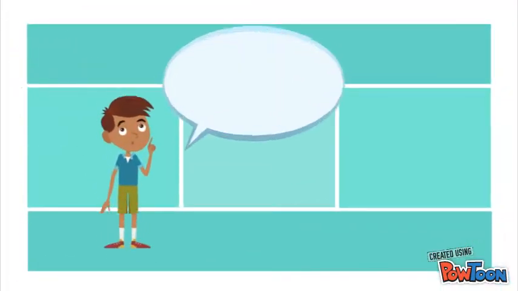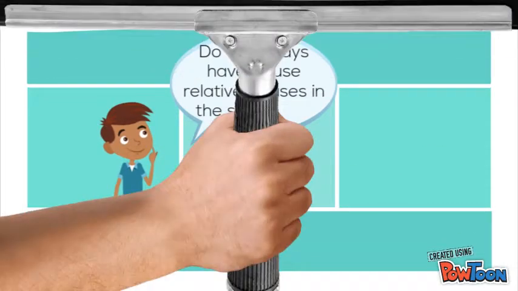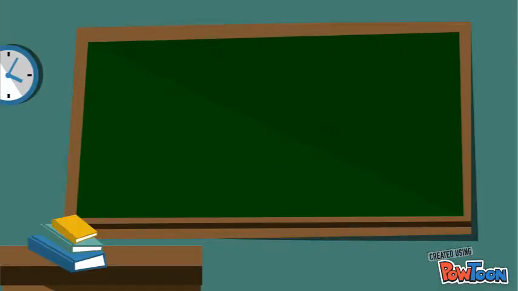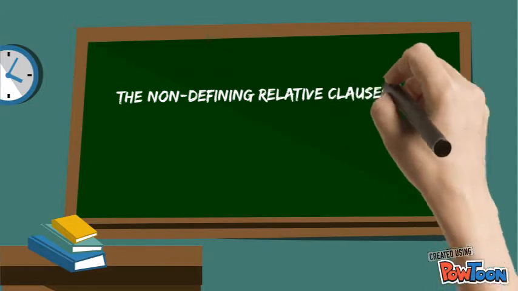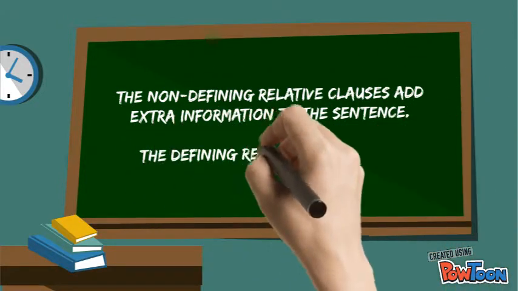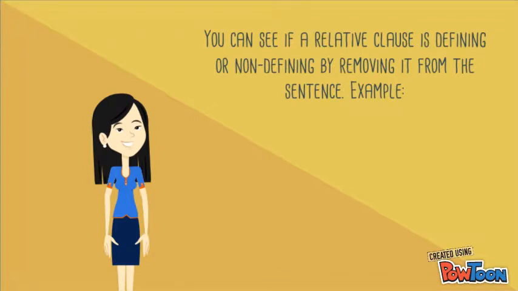But do we always have to use relative clauses in a sentence? Are they obligatory? Hey, I'm glad you asked that. See, there are defining and non-defining relative clauses. The non-defining relative clauses add extra information to the sentence, and the defining relative clauses add essential information to the sentence. You can see if a relative clause is defining or non-defining by removing it from the sentence.